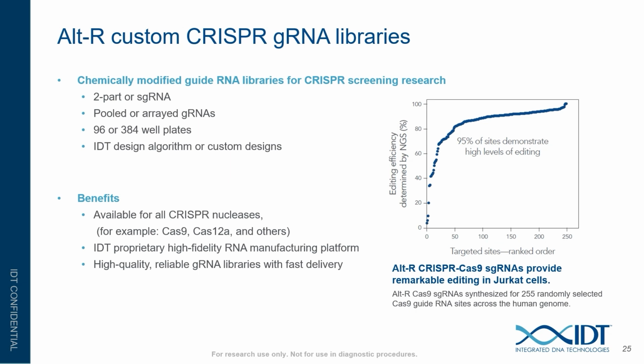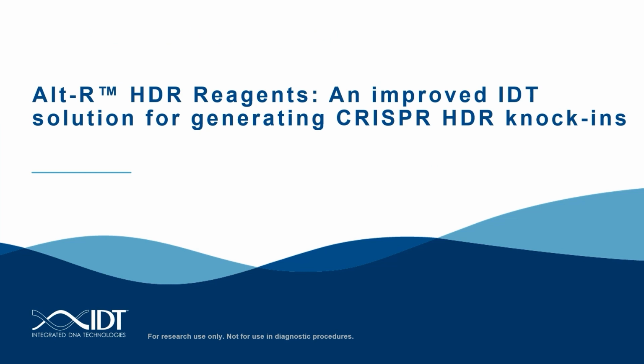IDT supports the CRISPR libraries with different gRNA options, including the pre-designed and custom design options, and custom formulation services. CRISPR libraries can be two-part or sgRNA, pooled by the genes with multiple gRNAs in a single well, or fully arrayed, which means one gRNA per well, and can be provided in either 96 or 384 well plates. Next, I would like to introduce our HDR reagents for generating the CRISPR knock-ins.